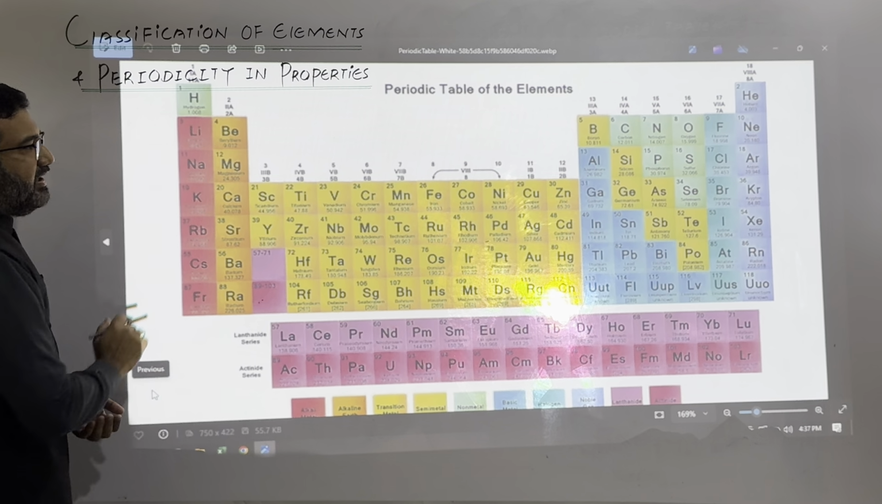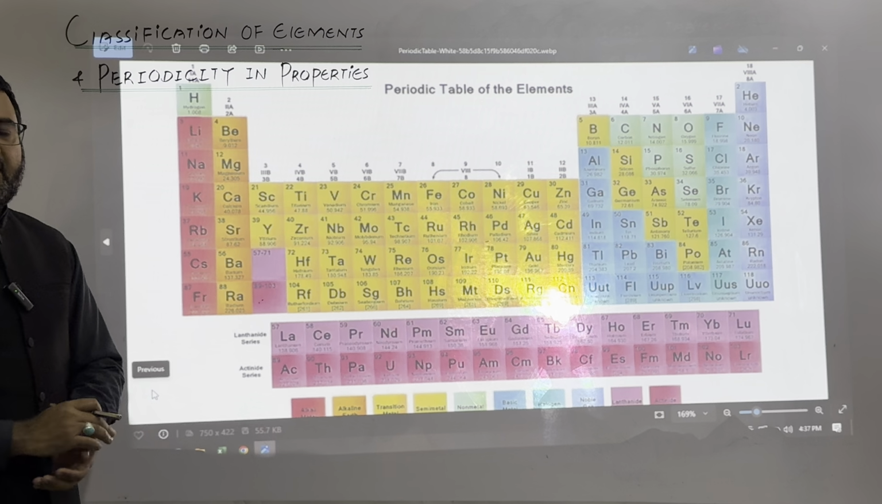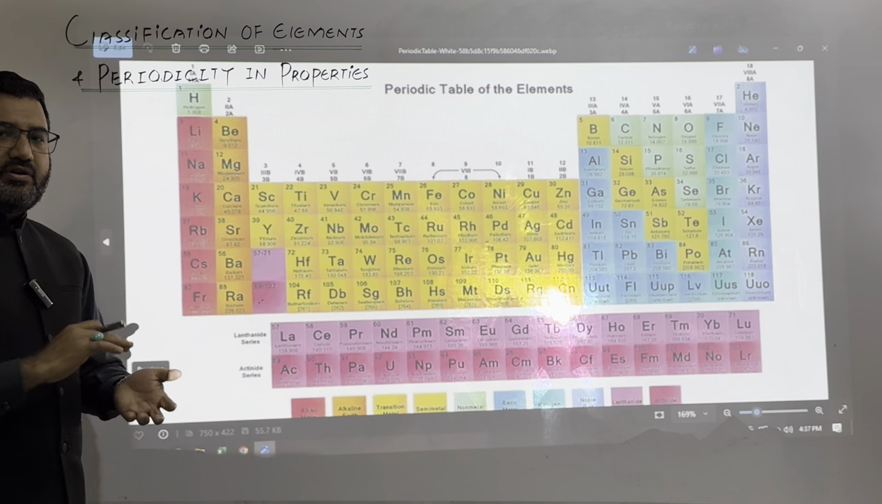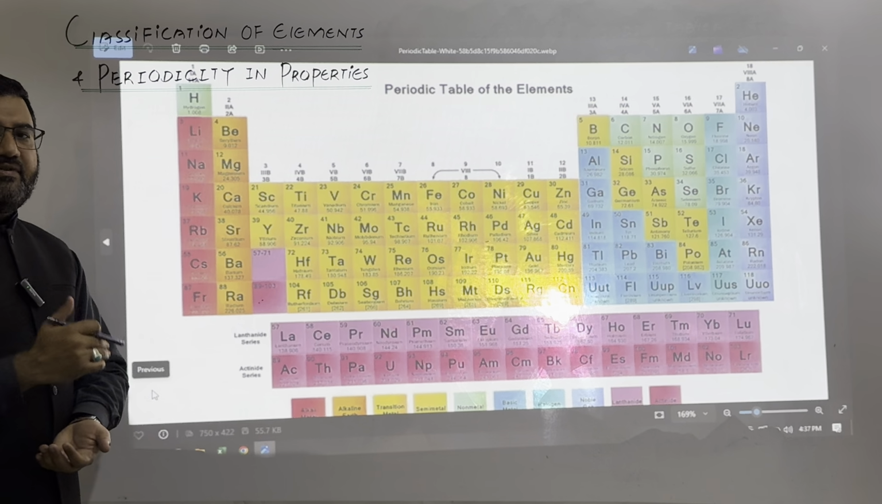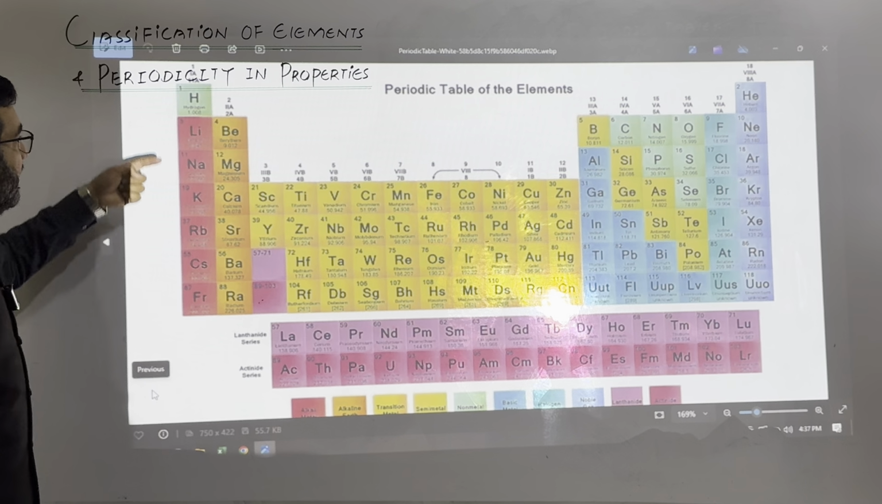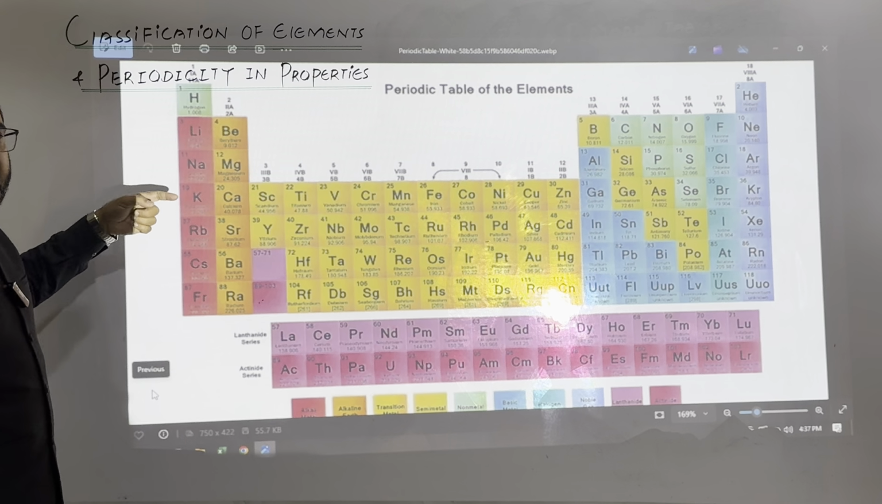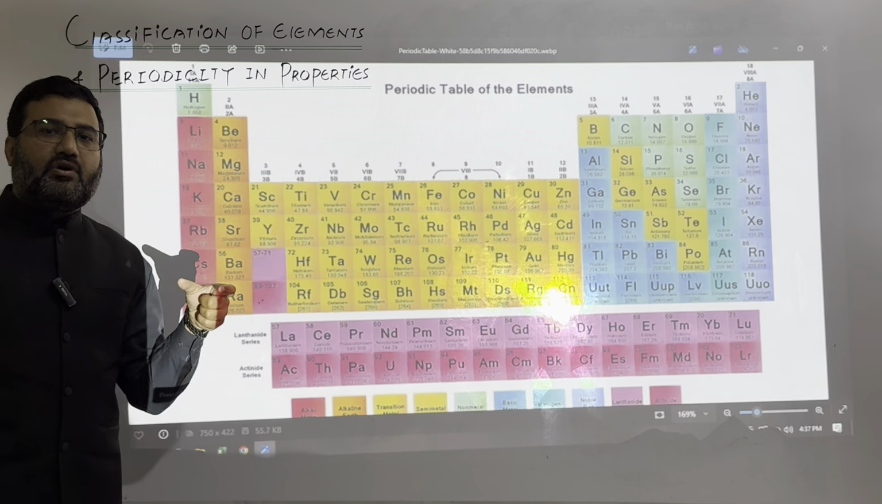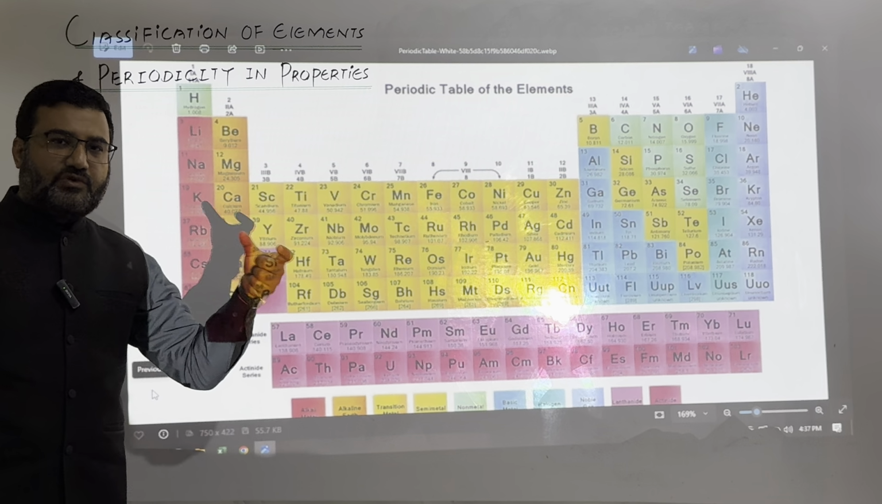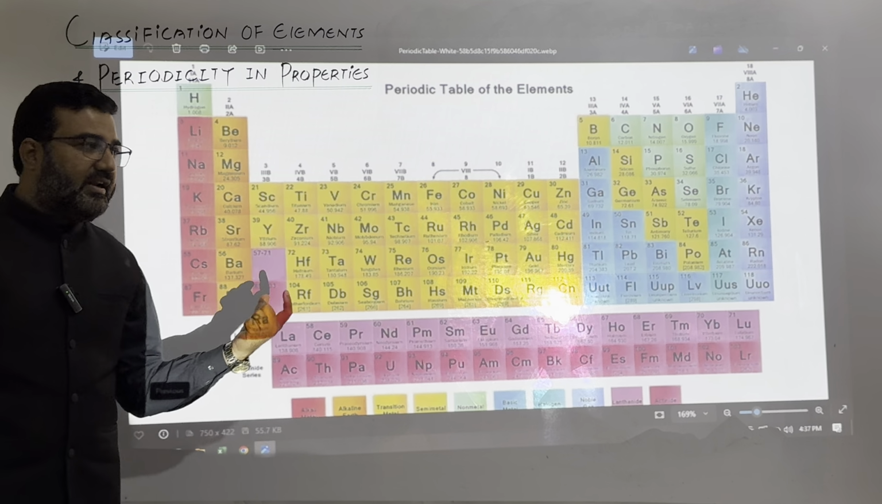And the group number shows the number of valence shell electrons, or you can say it shows the valence shell electronic configuration. In group number 1, all the alkali metals have only one electron in their outermost shell. They have a configuration of ns1.